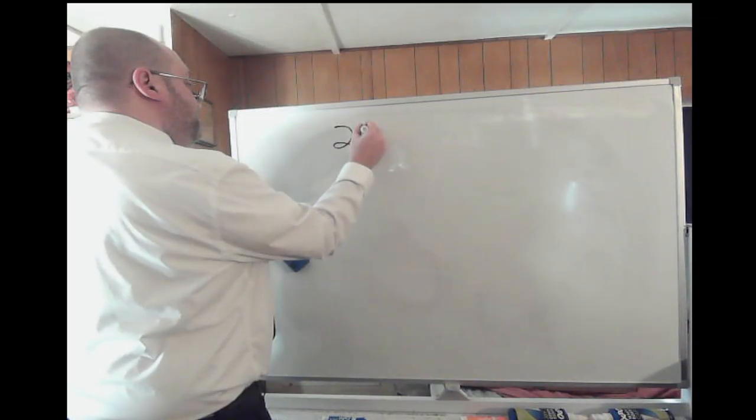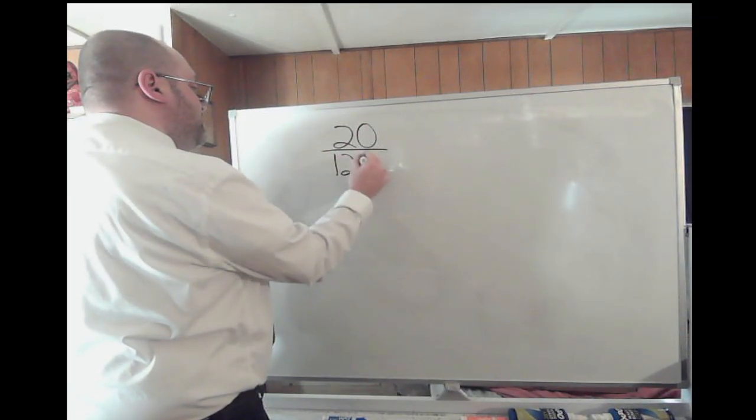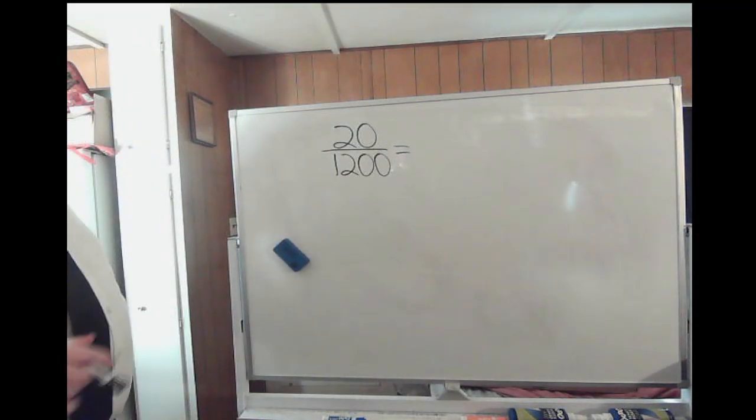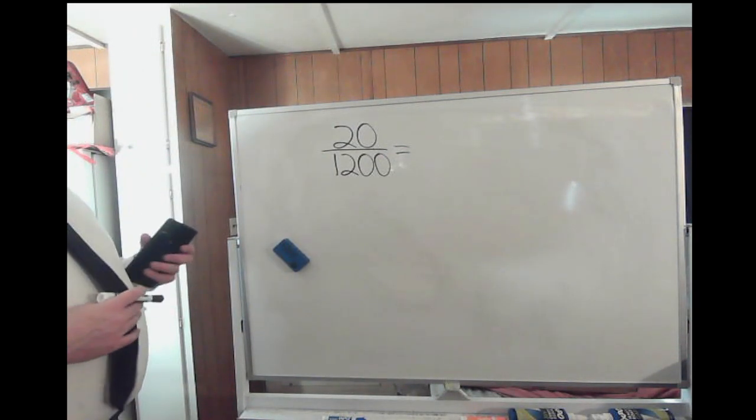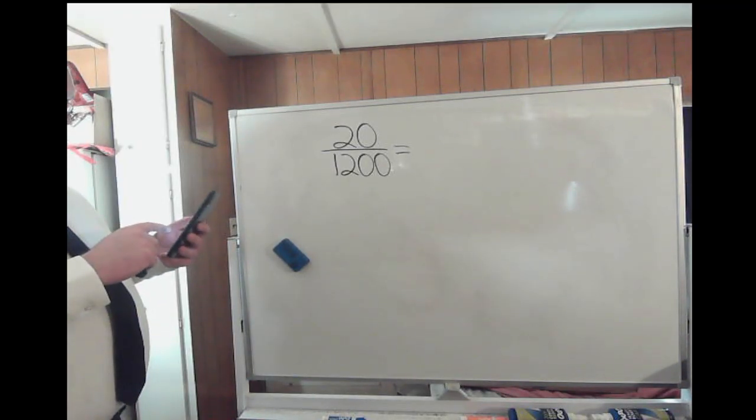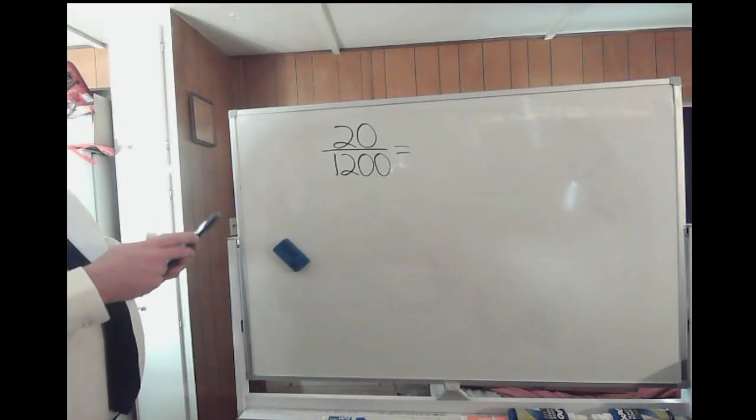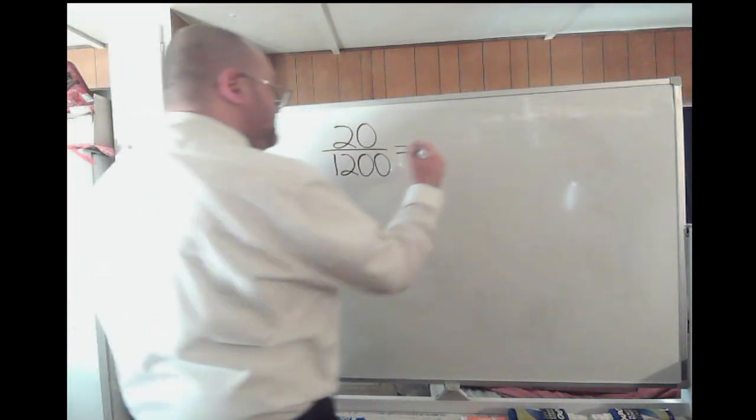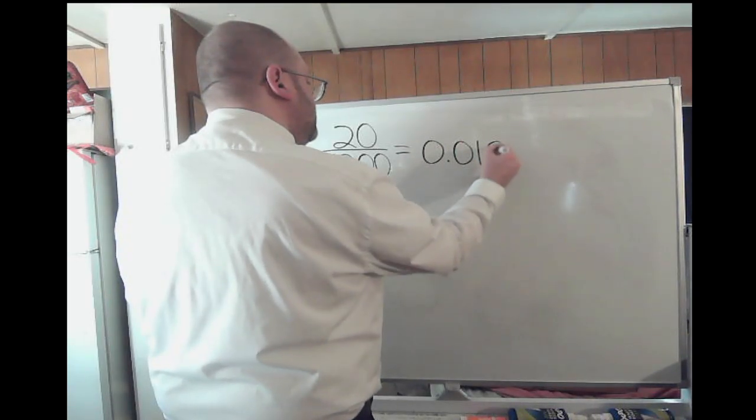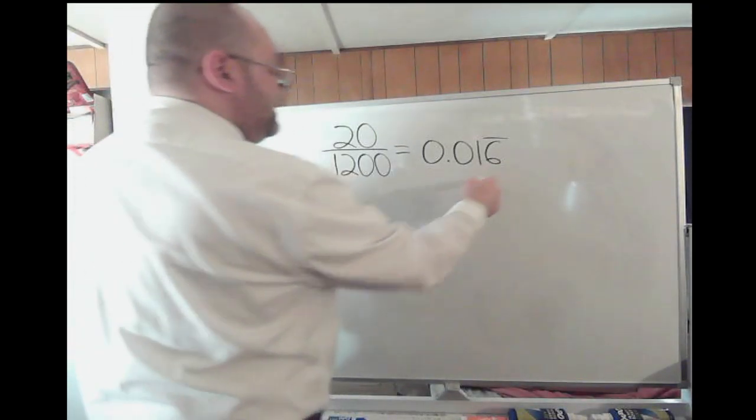Alright, now we have 20 out of 1,200. Well, also very clear it's not going to work out to a nice denominator of 100, so we've got to take the decimal. So we have 20 divided by 1,200. That gives us 0.016 repeating. 0.01 with the 6 repeating.